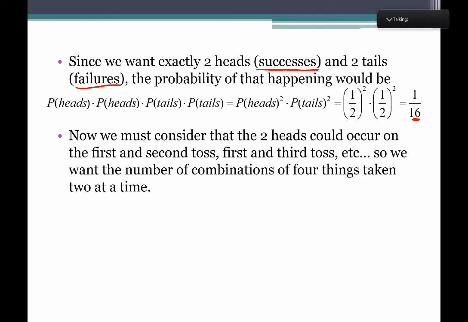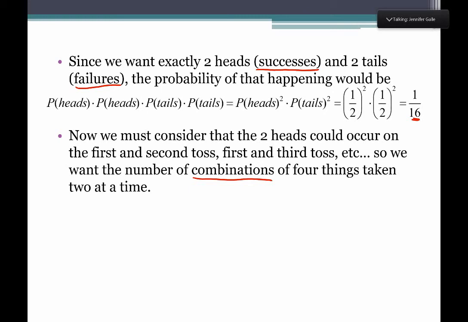How many ways? If I have 4 coins, how many ways can I select 2 of them to be heads? So this links us back to our combinations from last unit. The order doesn't matter. That's why it's a combination. I have 4 tosses. I just need to select 2 of them to be heads. It doesn't matter if the heads are on the first and second, first and third. That doesn't matter. I need 2 of them to be heads.